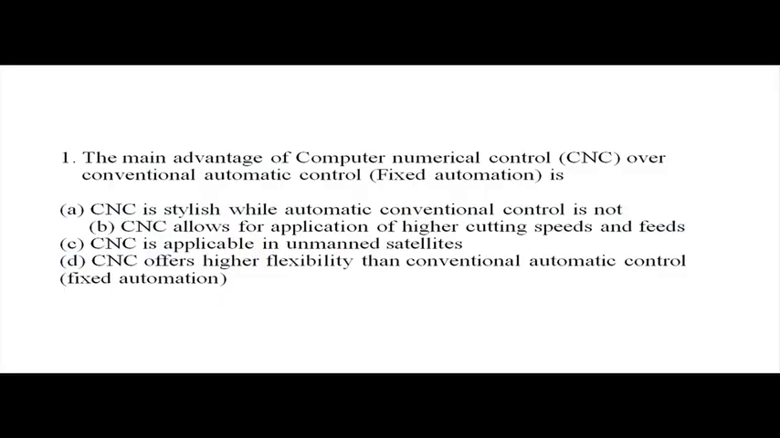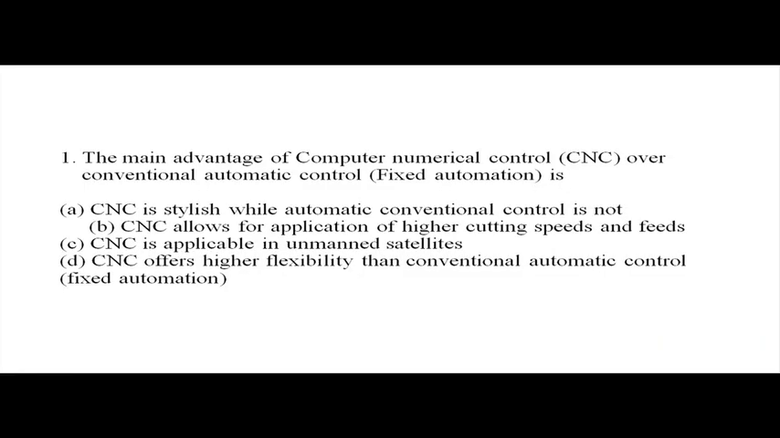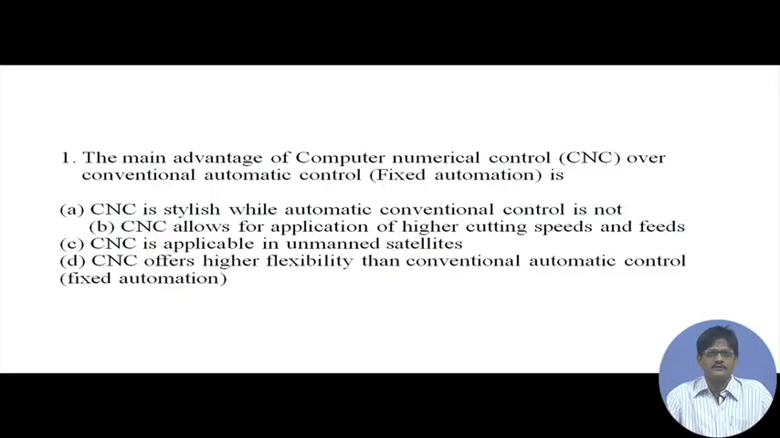CNC allows for application of higher cutting speeds and feeds. However, higher cutting speeds and feeds can only be achieved if there are certain improvements in cutting tool materials and in certain combinations of cutting tool materials and workpiece materials, which will permit the adoption of such speeds and feeds. CNC has nothing to do with those combinations. So, this is also not correct. So, we have dropped two options.